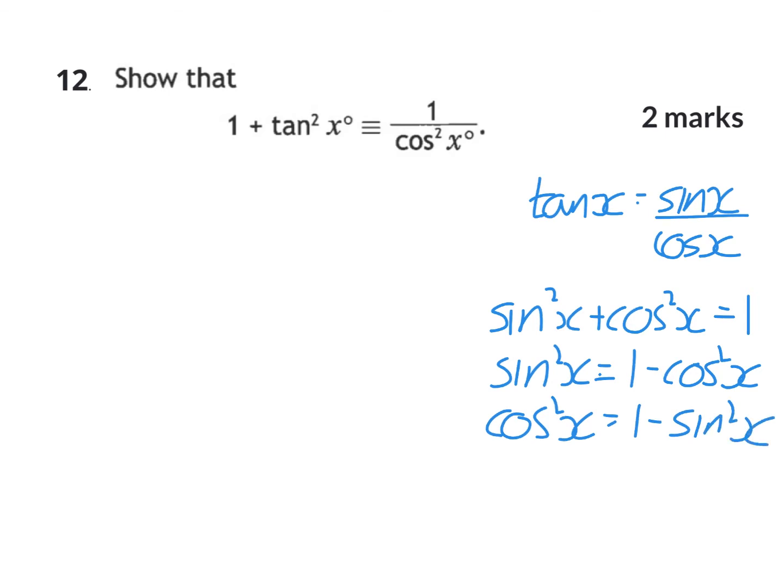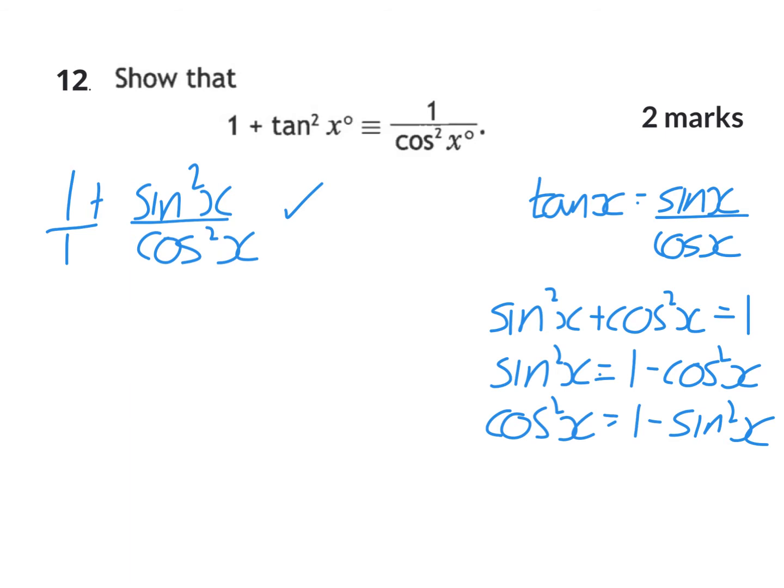So what we have is, I'm going to replace that tan squared with sin over cos. So we have 1 plus sin squared x over cos squared x. Okay, so that would get you your first mark. Where we have to go from there is, you'll notice that this 1 over cos squared x is just a single fraction. So we need to turn this into a single fraction. So I'm going to turn that into 1 over 1.